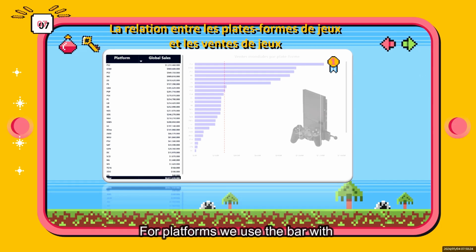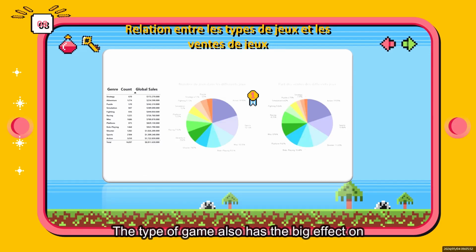For platforms, we use the bar graph with the X corresponding to sales and the Y corresponding to each platform, with games on the PS2 platform being the highest sellers, followed by X360 and PS3. The type of game also has a big effect on the sales of the game.